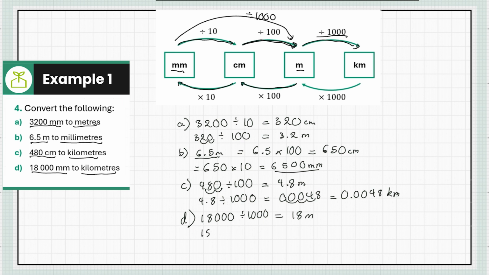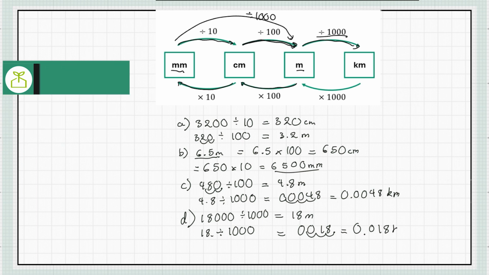Now to get to kilometers, we need to do 18 divided by 1,000. Okay, again, put a couple of zeros out the front, and move the decimal place. We imagine past the 18, we're going to move it back 3 spaces, once, twice, 3 times, so this actually equals 0.018 kilometers.